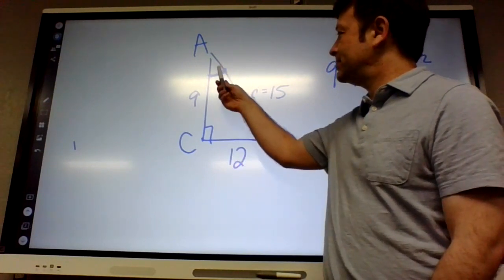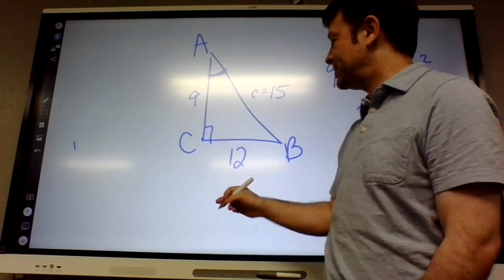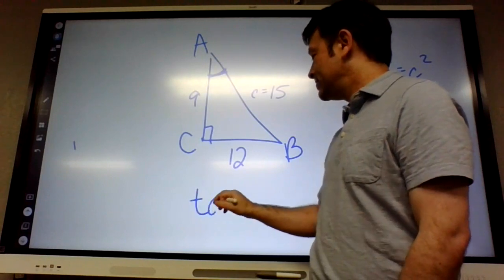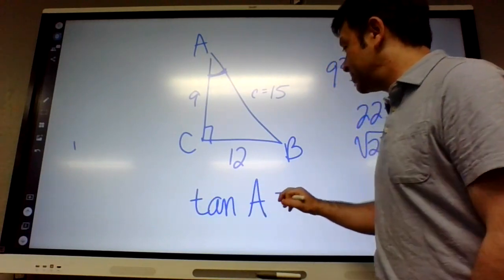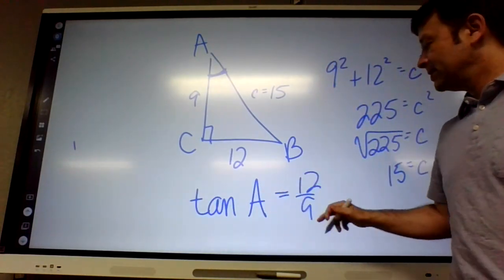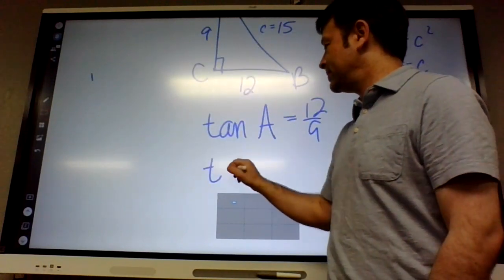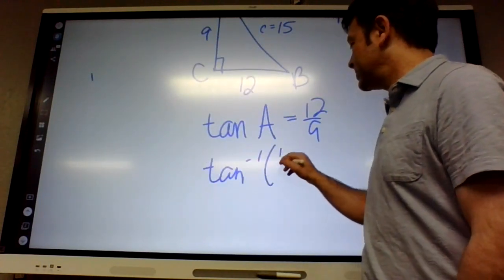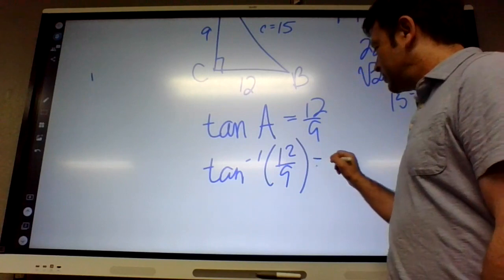Tangent inverse. Inverse is the key. So relative to this angle, we have opposite and adjacent, which is tangent. Tangent of the angle, which we don't know, equals opposite over adjacent. If you ever need to find the angle with trig, you have to do tangent inverse. So yes, you're right. What'd that come out as?